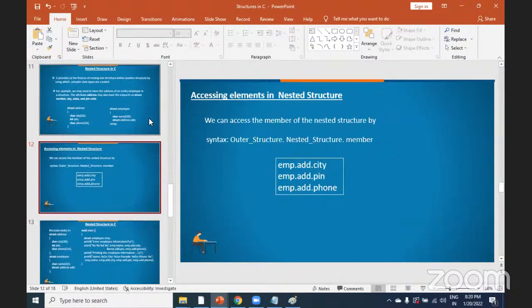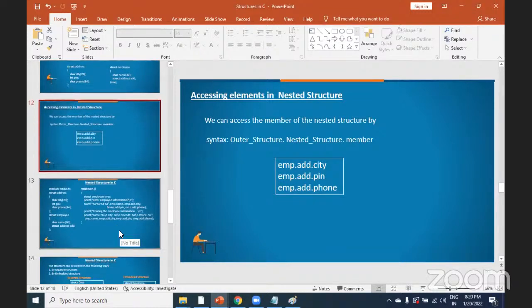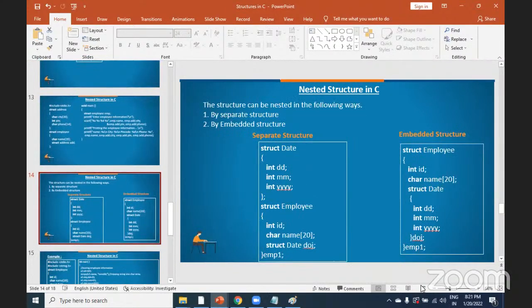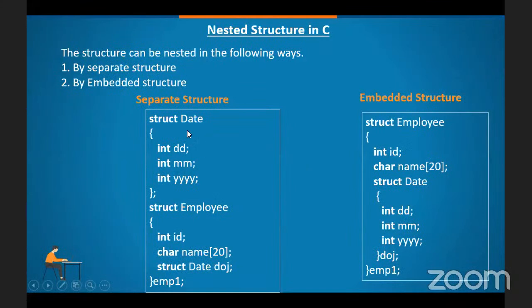So here, how do we access the nested elements in the nested structure? Outer structure dot nested structure dot member. Similarly, you can practice another program as an assignment. The same program with date. This is an assignment. You can work on this.